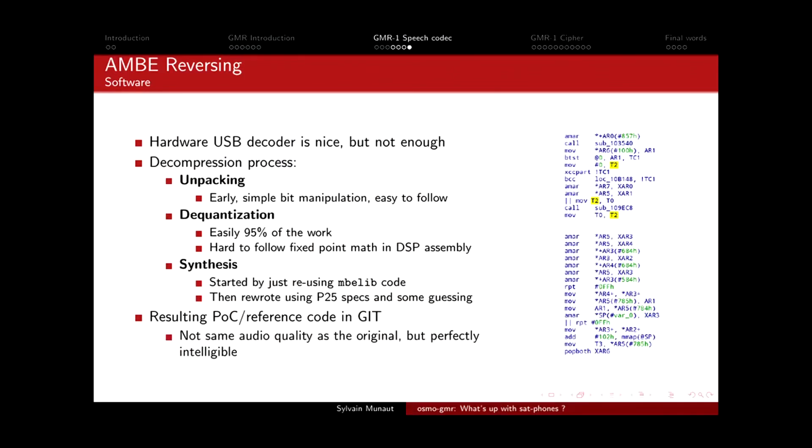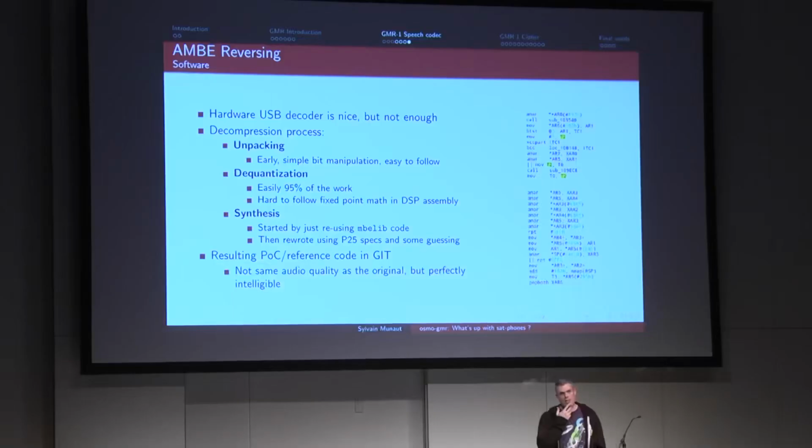As I said, to reconstruct audio, you have 3 main steps. The first one is unpacking, and it's basically just bit shuffling. This is the first thing the codec does, which means it's really easy to find, and it's really easy to follow, so no problem there. The second step is dequantization. And that took like 95% of the work because it's a lot of math. It's all written in DSP assembly in fixed point. And sometimes you're looking at a function, and to figure out what that function does, you basically have to run it with different parameters to see what that thing computes.